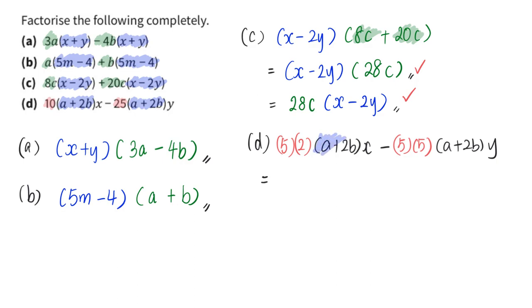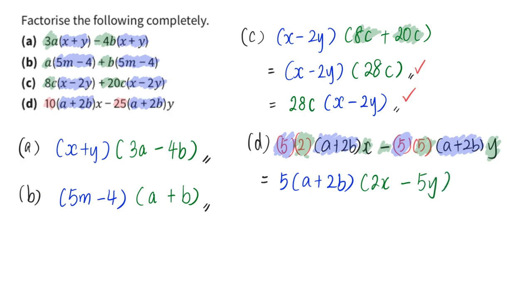So of course a plus 2b is the common factor, one of the common factors. 5 is also another common factor. And you will see Mr. Tan writing 5 times a plus 2b outside, and I'm left with 2x minus 5y. And that will be the answer for part D.